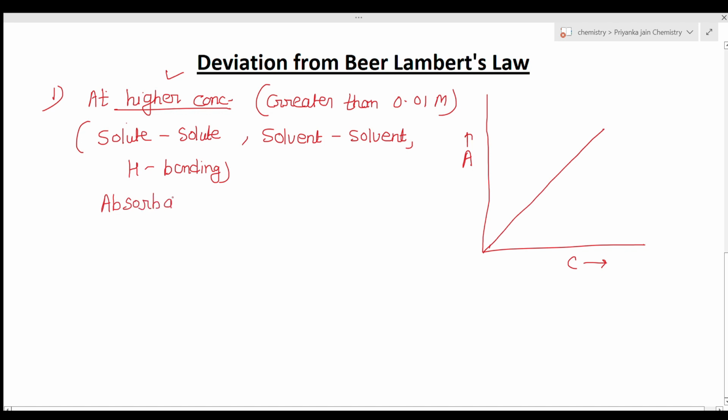So absorbance shows a negative deviation. It means we will see a negative deviation in this graph. It will be like this. This is called the negative deviation.